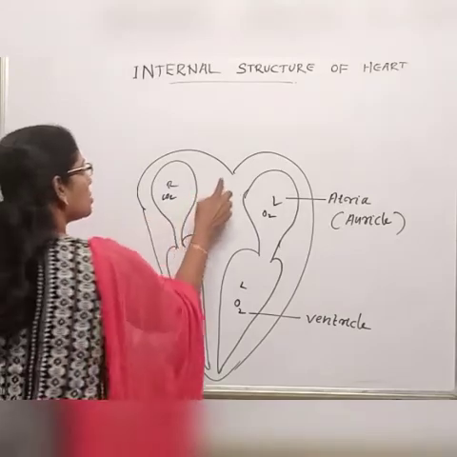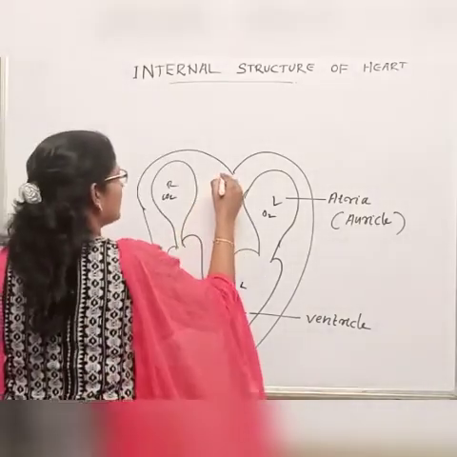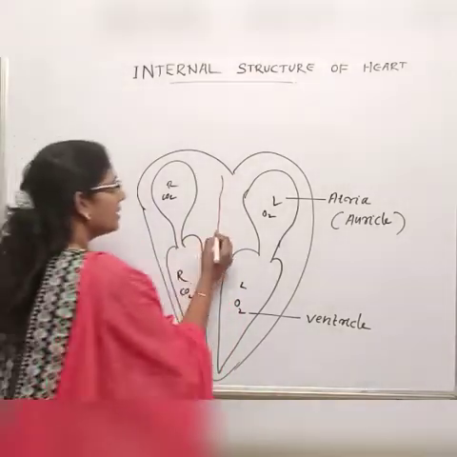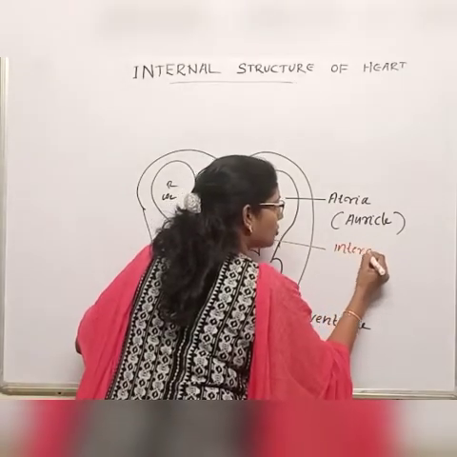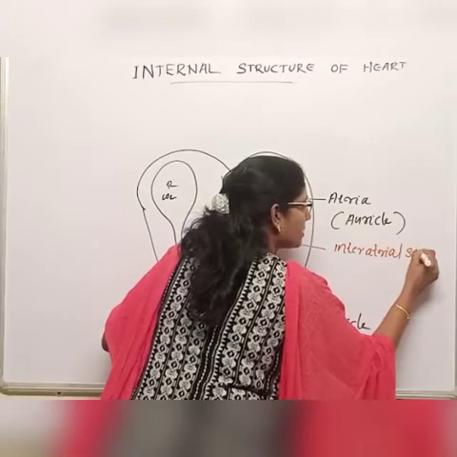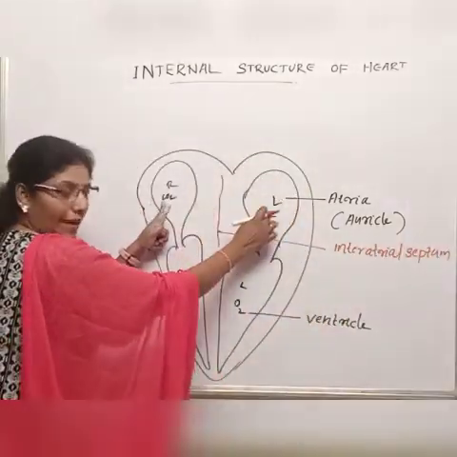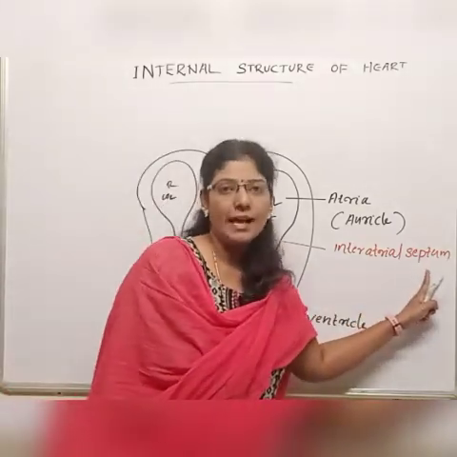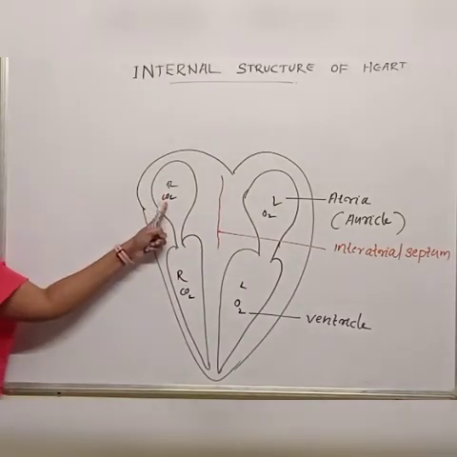So these two atria are separated by a septum. This is the septum. Septum means a membrane. In between the two atria, one septum is there. That septum is called the interatrial septum. Now first we will take the right atrium.